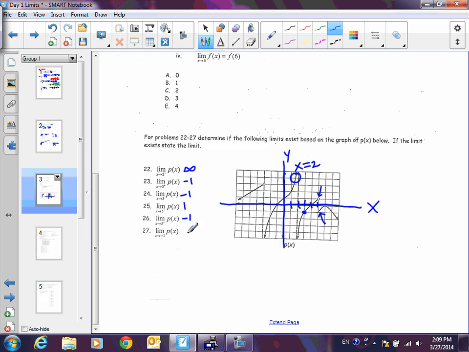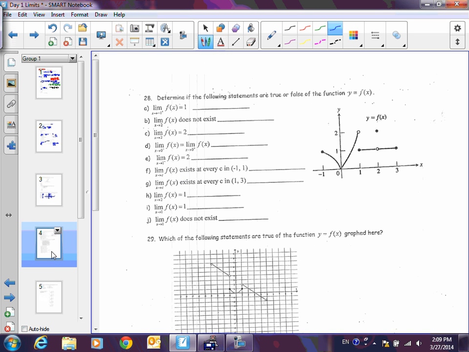All right, and then what about 27, the last one? There was a hole here, but it doesn't matter. 0. Okay, a big mistake students make here is when they see holes, they say, oh, the limit doesn't exist. But the limit can exist at a hole. That's not continuous, but the limit does exist. So you just have to keep the definitions of those words straight.